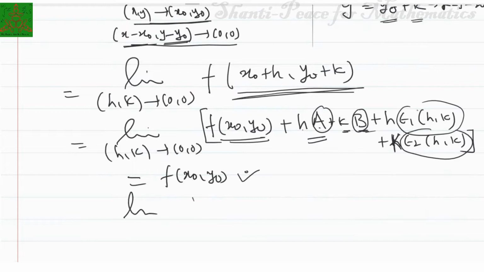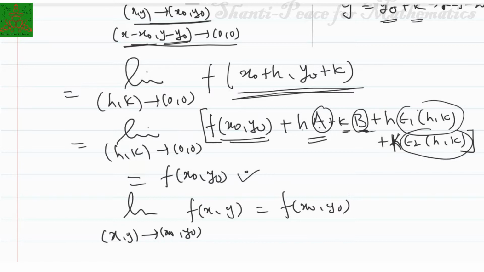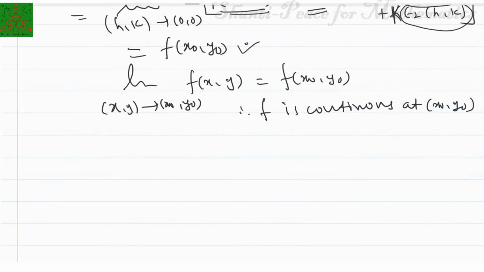And that proves our quantity: the limit of f of xy as xy tends to x0 y0 is f of x0 y0. It also proves that f is continuous. So this is the proof of the statement that every differentiable function is continuous. The obvious question one should ask is whether the converse of this statement is true.